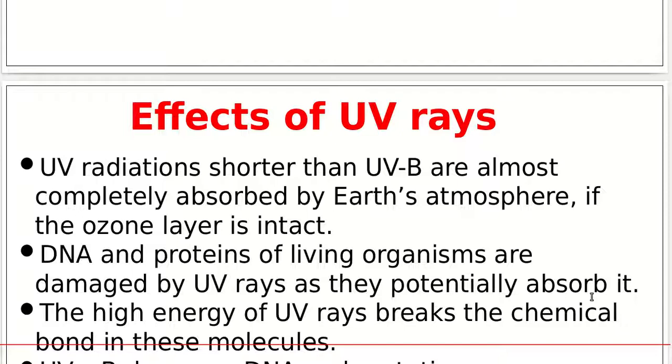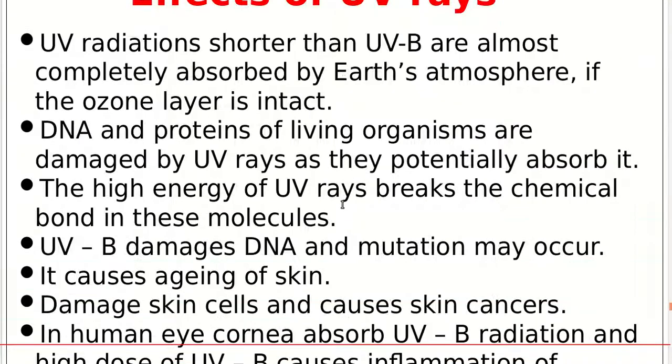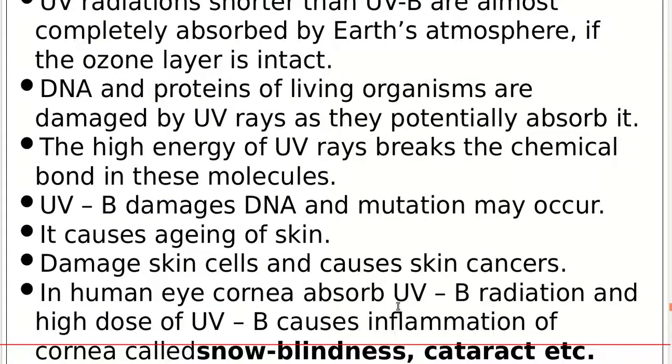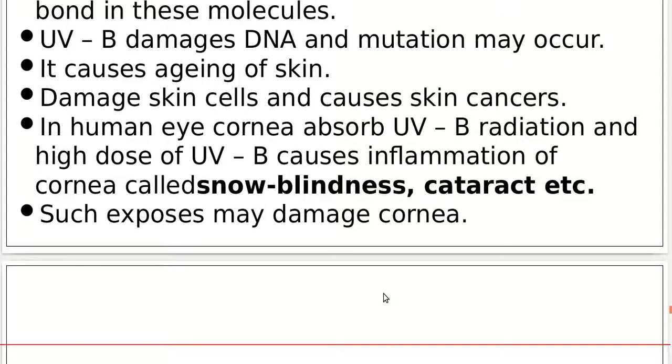DNA and proteins of living organisms are damaged by ultraviolet rays as they absorb them strongly. The high energy of ultraviolet rays breaks the chemical bonds in these molecules. UVB damages DNA and mutation may occur. UV also causes aging of skin, damage of skin cells, and skin cancers. In the human eye, the cornea absorbs UVB radiation, and high doses of UVB cause inflammation of the cornea called snow blindness or cataract, which might happen because of the absorption of UVB radiation within the eye cornea.